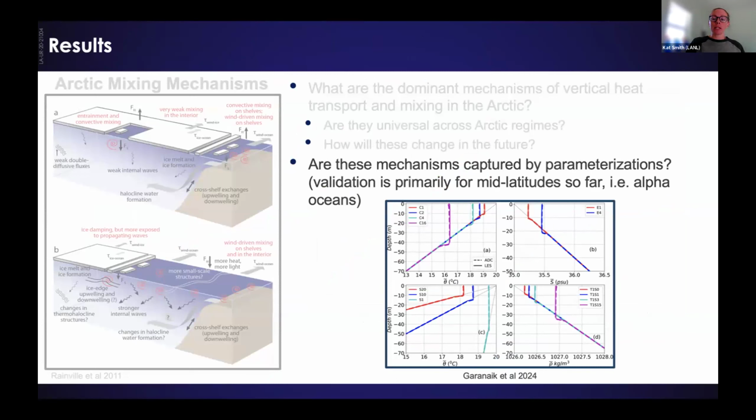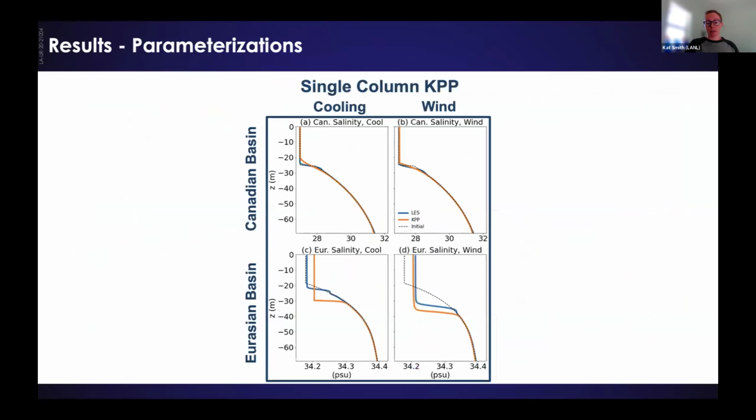The second question is, are these mechanisms captured by parameterizations? We did a really simple column model with KPP in it. What we're seeing here is that the top row is the Canadian Basin case, and the bottom row is the Eurasian Basin case. First column is a cooling case, and the second column is the wind case. The blue is the LES and the orange is the KPP single column model.